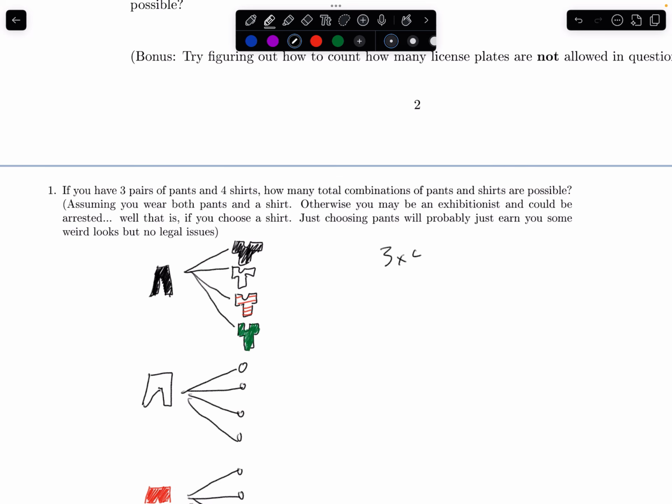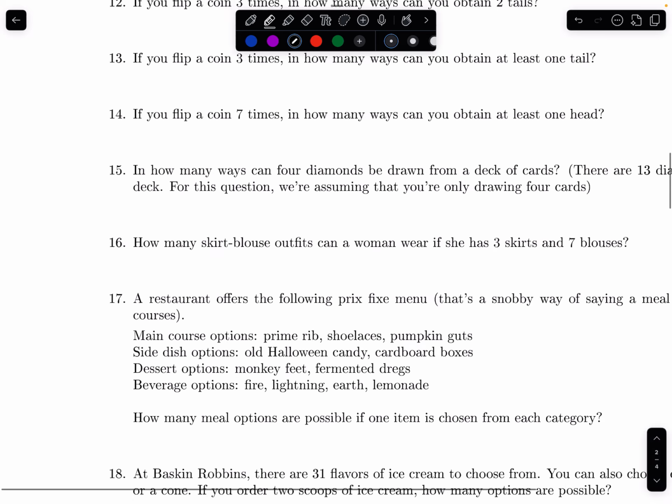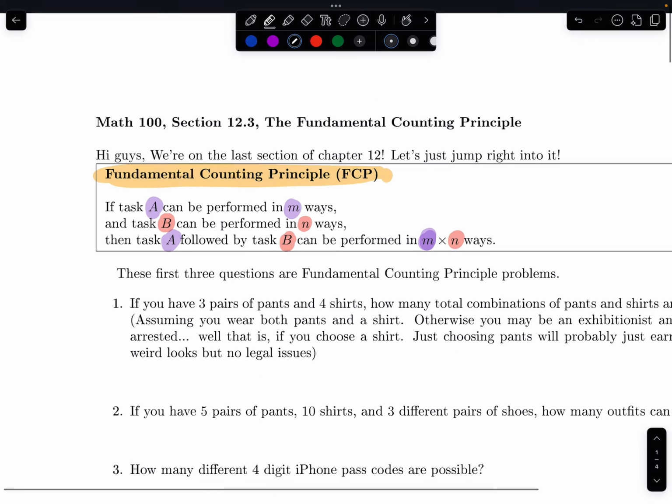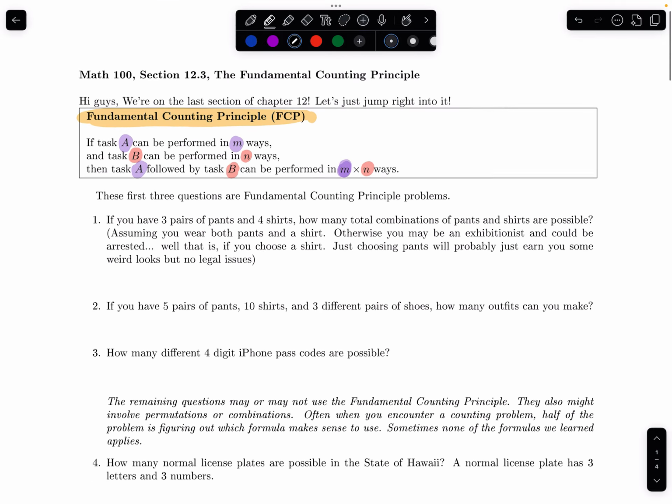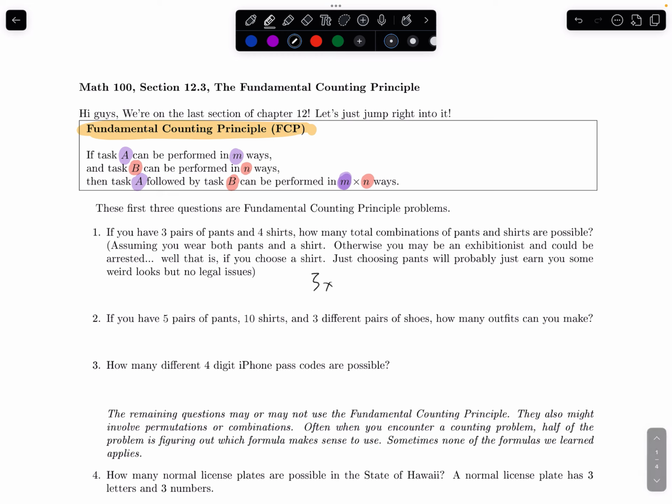Answer to this question: 3 times 4 is 12. Okay, so question number 1. 3 times 4 equals 12. 12 is your answer.